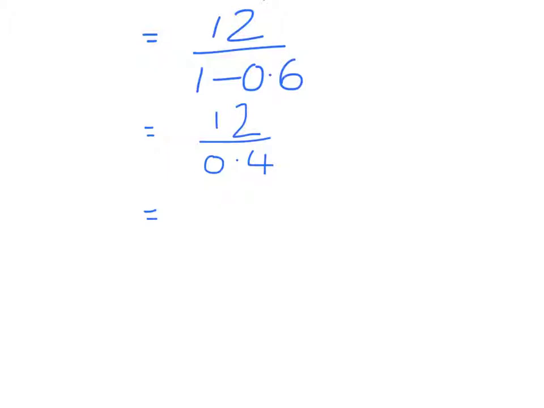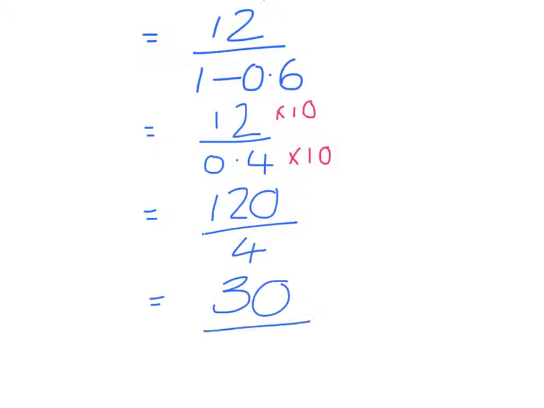To make it easier for ourselves, we're going to get rid of the decimal by multiplying by 10 on the bottom, which means we must multiply by 10 on the top also. That gives us 120 divided by 4, which is a simpler division. 120 divided by 4 is 30. So the limit of a recurrence relation is 30.